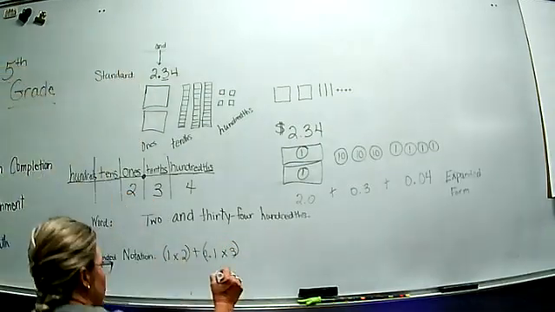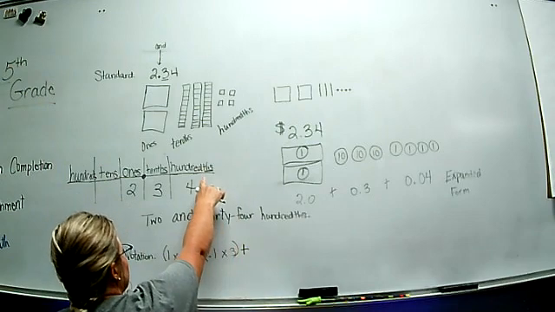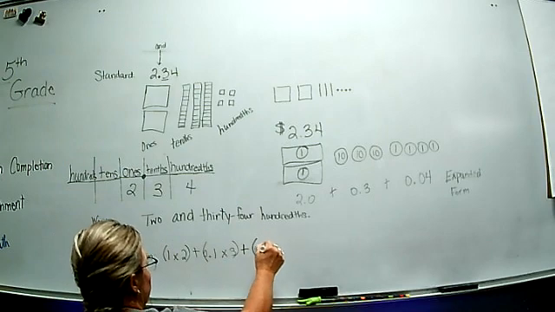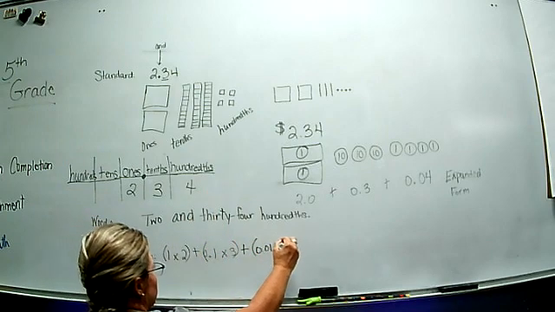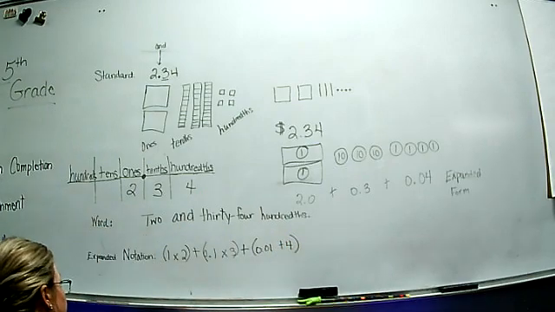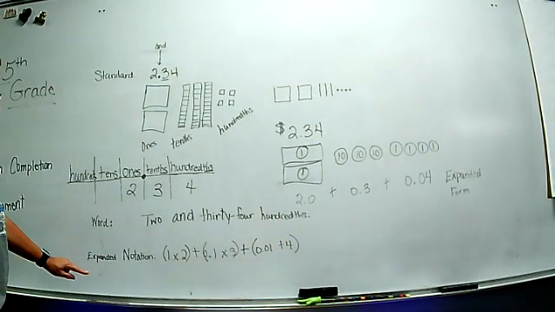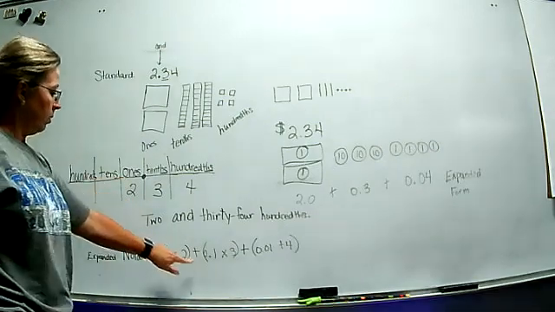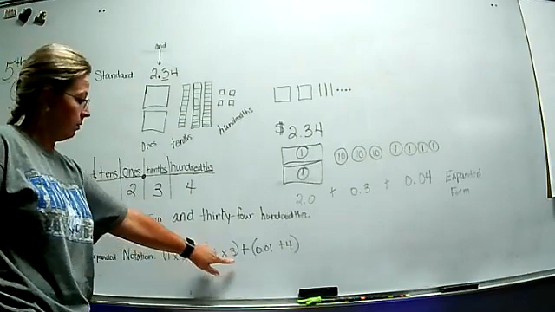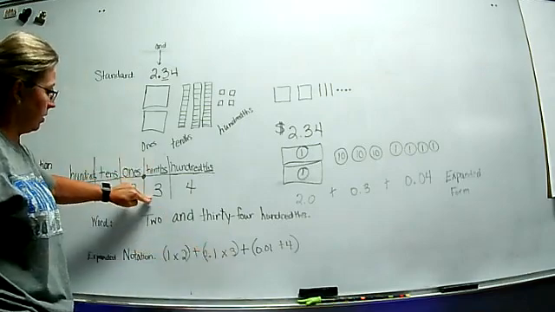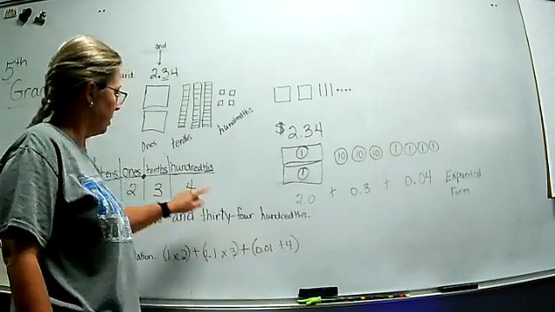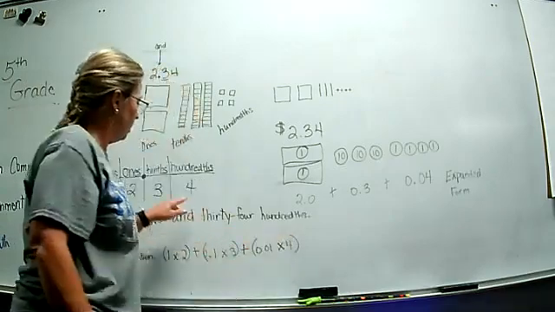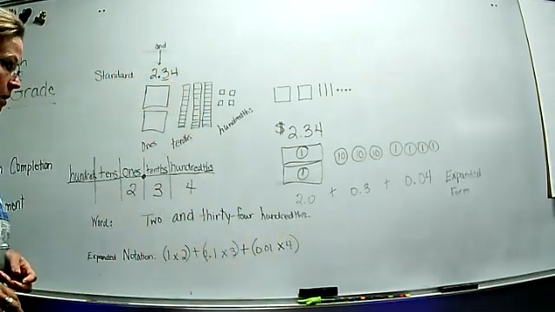Then I'm going to come in and I'm going to add my hundredths. My hundredths are represented by 0.01, and I have 4 of them. So the expanded notation of this number is 1 times 2, plus my tenths times 3, plus my hundredths times 4, because I have 4 in the hundredths place.